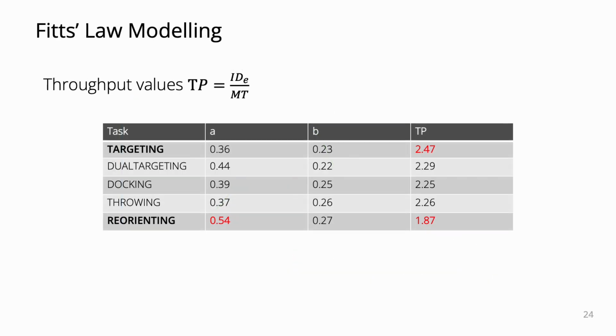When looking at the Fitts modeling and throughput values, we noticed that slope values B were relatively similar across tasks, but reorienting has a higher y-intercept value A than the other tasks. Unsurprisingly, targeting has the largest throughput, reorienting had the lowest throughput, and throughput values of the other three tasks were similar, a result consistent with the selection time result.